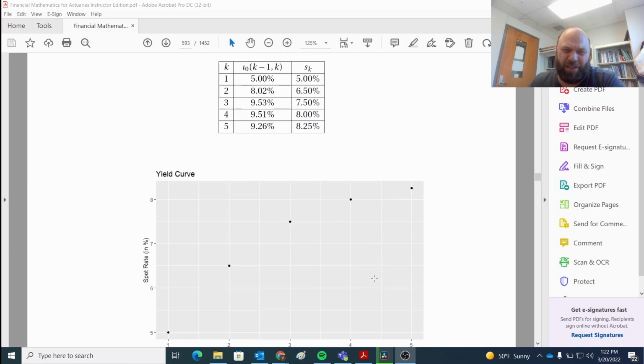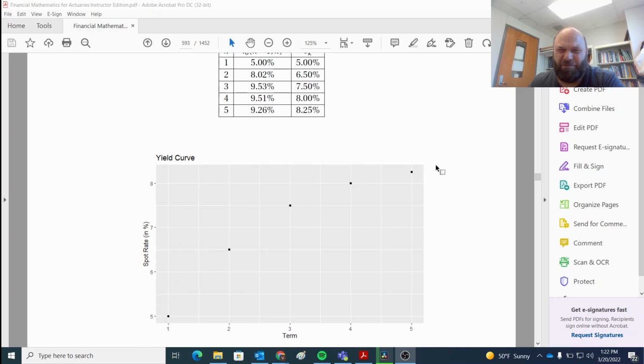And we can, of course, plot them, and it's got this general look. Kind of has that concavity that I often put in the yield curves.